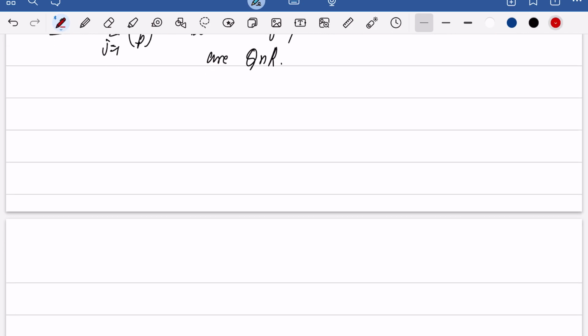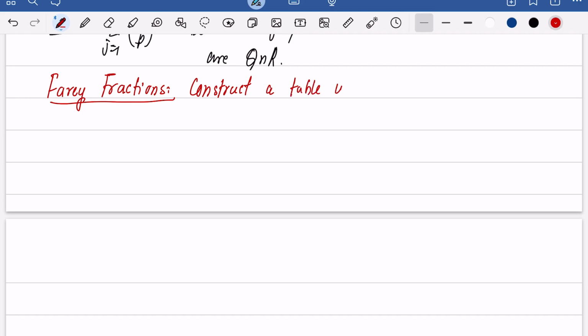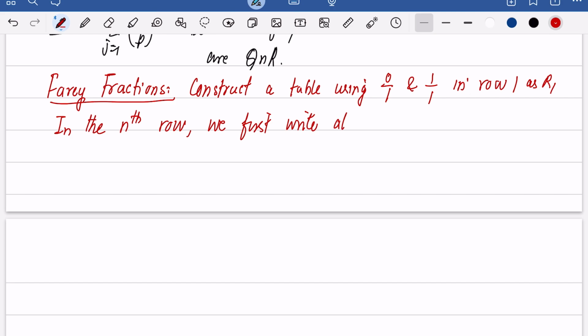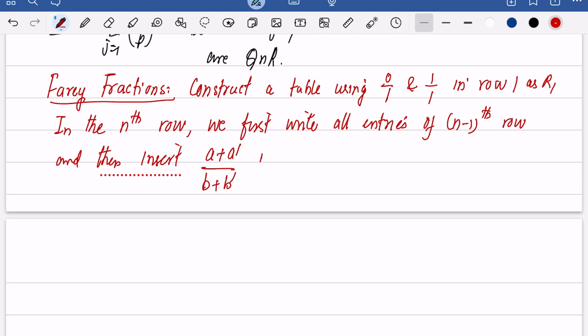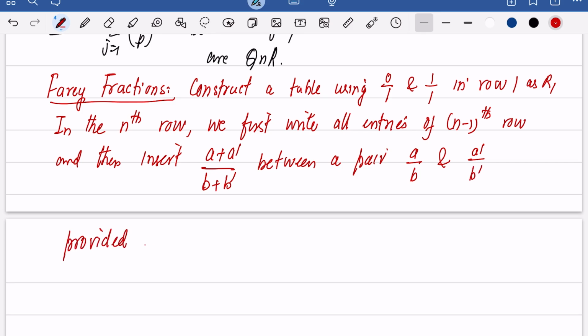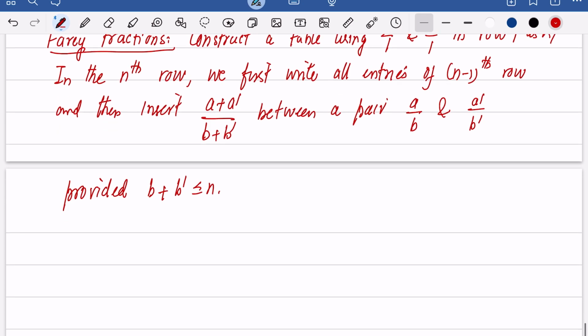Now let's take up one more topic, that is the Farey fractions. For Farey fractions we construct a table using 0 by 1 and 1 by 1 in row 1, which we call R1. In the nth row we first write all entries of the n minus 1th row and then insert a plus a dash divided by b plus b dash between a pair a by b and a dash by b dash, provided this b plus b dash is less than or equal to n. So this is the construction of a table actually.